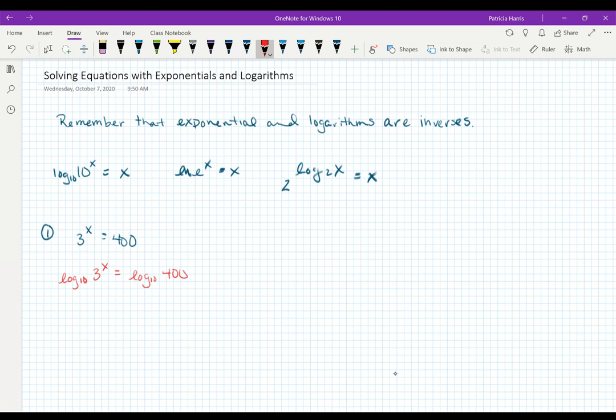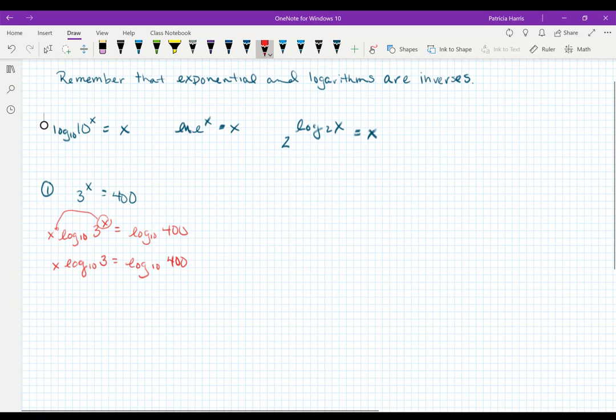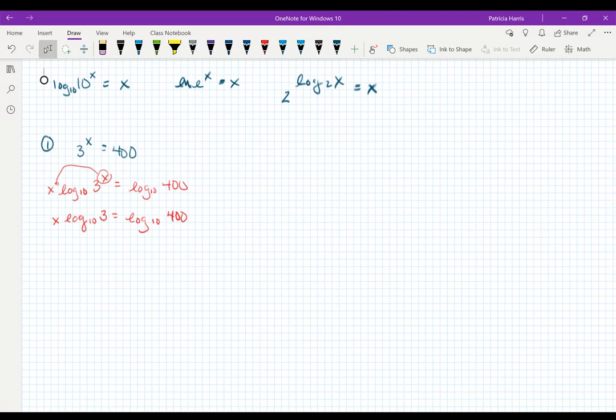Okay, now what's going to happen is this guy will come down like that. You could also use log base 3. Okay, but depending on the calculator that you have, it might just have log base 10. So you want to be careful with that. Okay, so I'm going to divide both sides because it's turned into multiplication. And there's my answer.